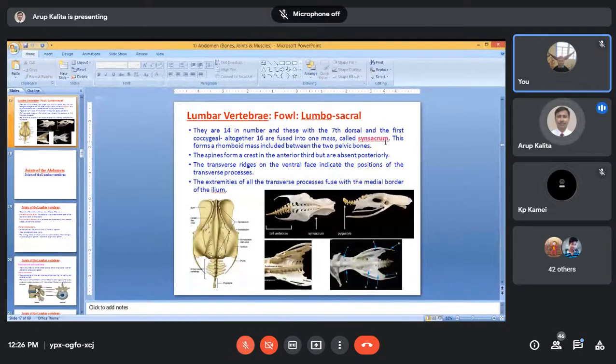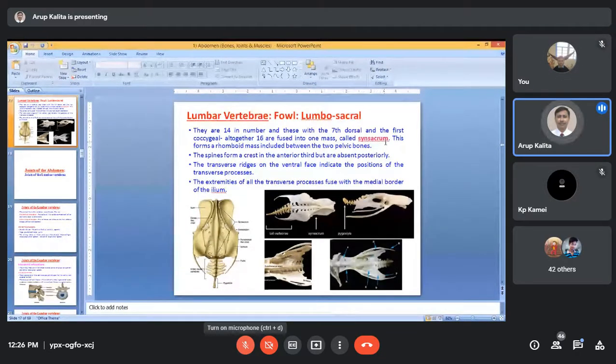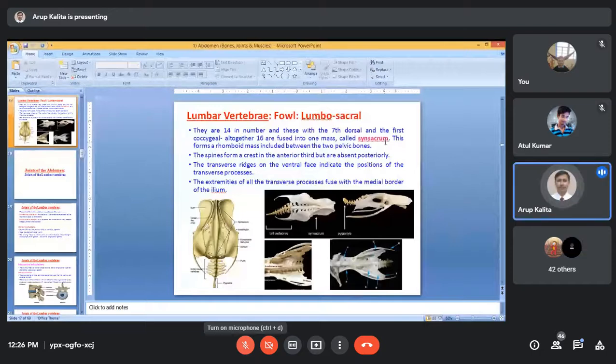16. So what are they? Cranially, which one? The 7th thoracic. Then 14 lumbosacral mass, and the first coccygeal. So together they form one piece of bone known as the synsacrum. It comes very often in the exam. Okay, the synsacrum is very important from the examination point of view.